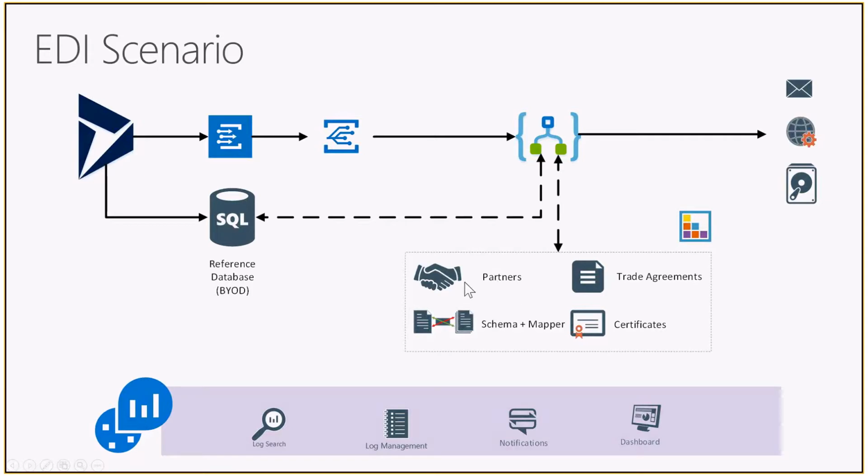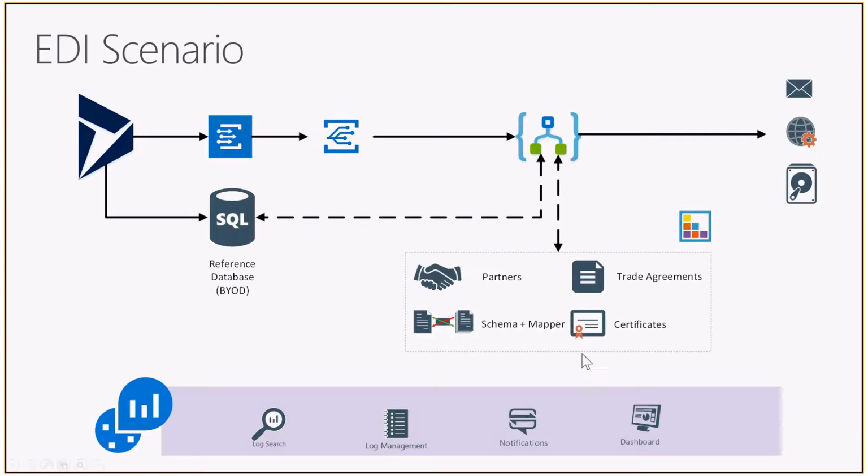Once someone purchases this pack, they'll be able to go define partners. I have an example scenario where I'm doing a partnership between Fabrikam and Contoso, two favorite companies. And you can define what we call trade agreements. A trade agreement would say, for a given EDI flow, what is the protocol that company A and company B have agreed to. And there are also tools for someone to define a schema and tools to map between these two schemas.